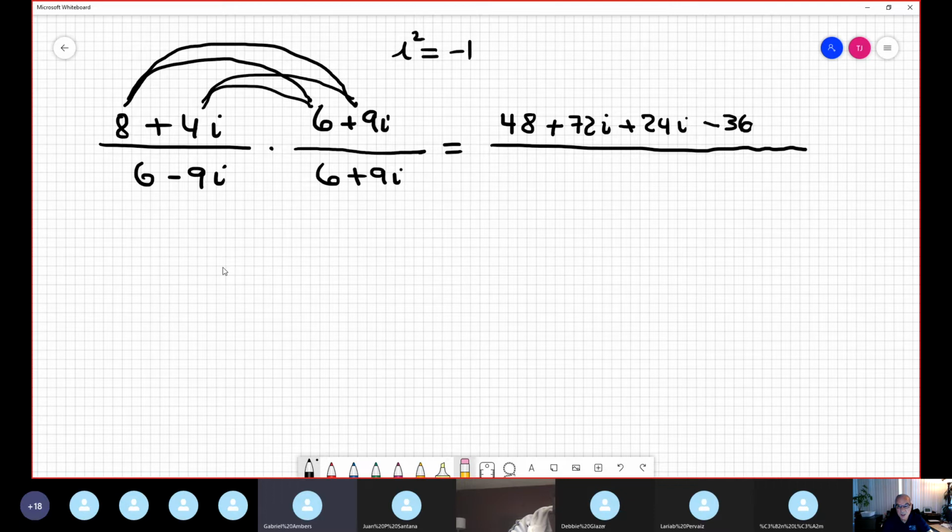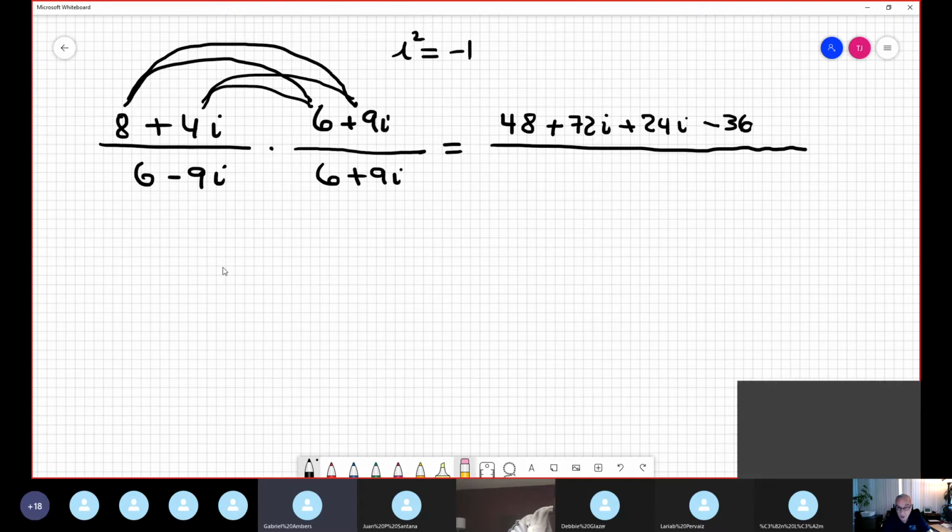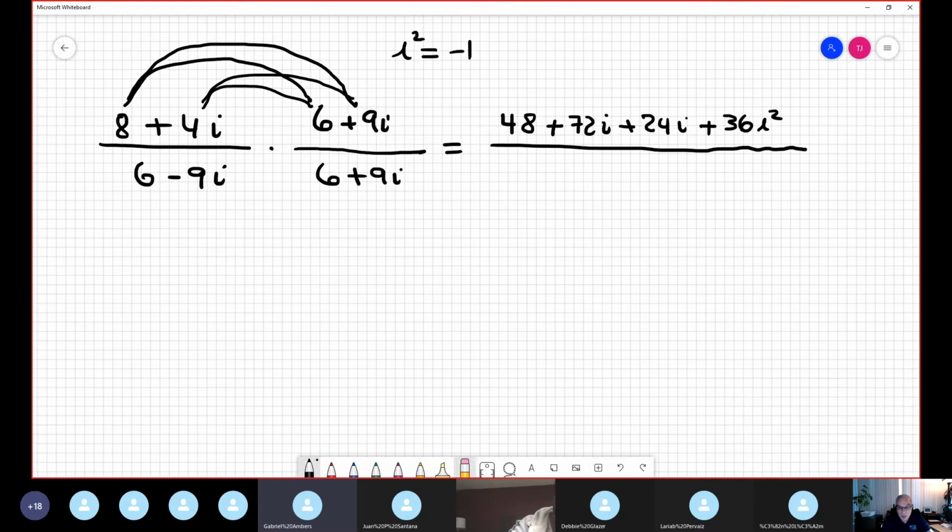Step by step. Okay, let's do it step by step. Okay, no problem, understood. Look at that. Boom. So at this moment, I copied 48 plus 72i plus 24i. Yeah, I know that fact, i squared is -1, so 36 becomes -36. Boom.